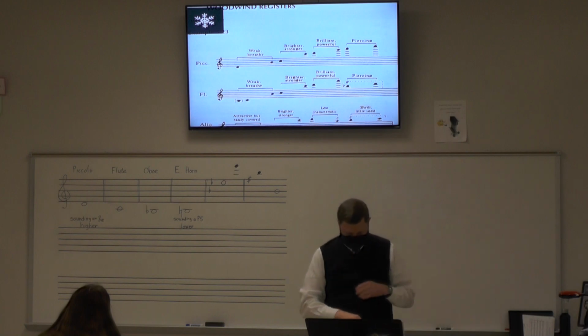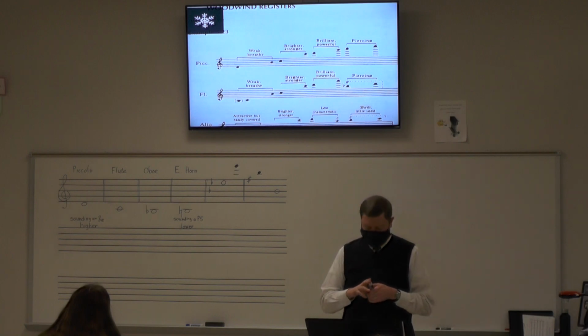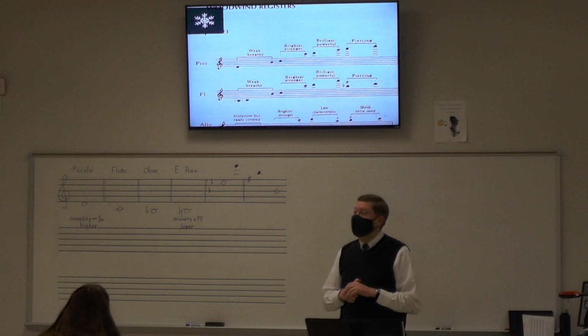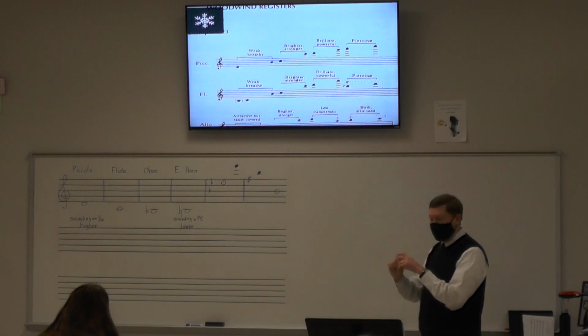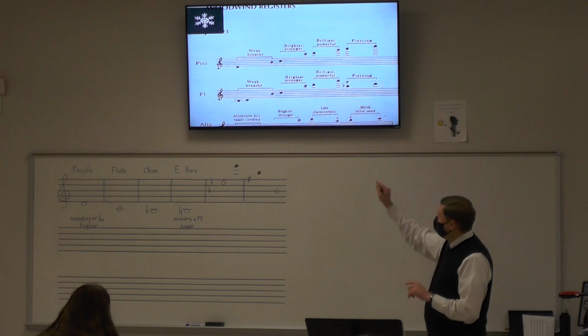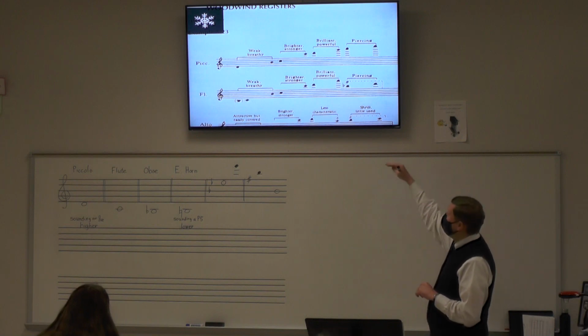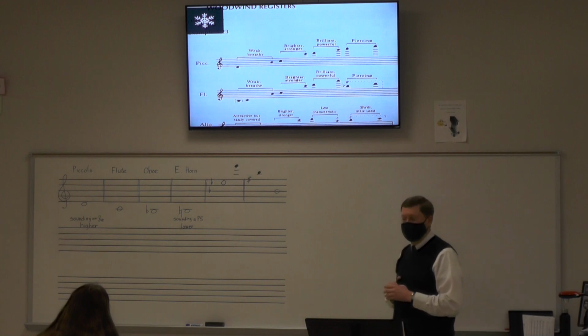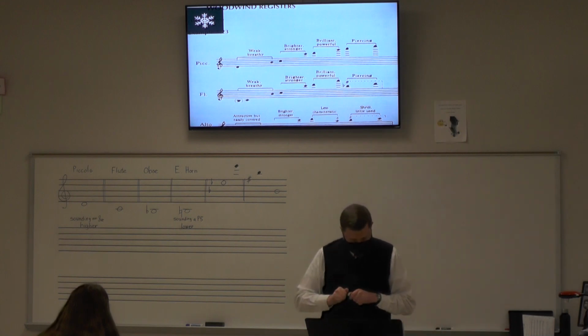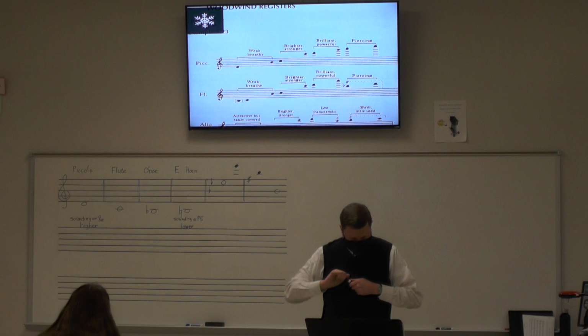So keep that in mind when we eventually start scoring for woodwinds, that you usually don't want the flutes or the piccolos down there in that lowest octave. You usually want them in their second or their third octave. That's where they come out the strongest.